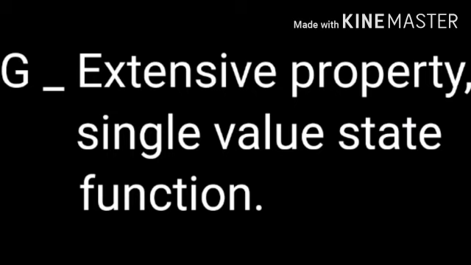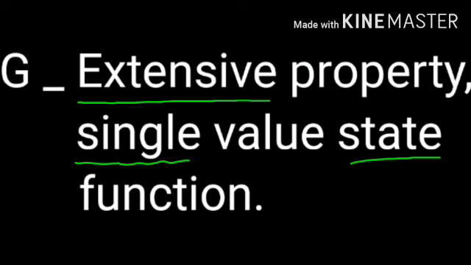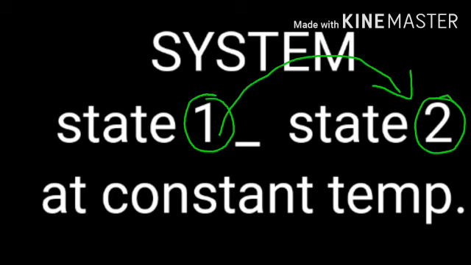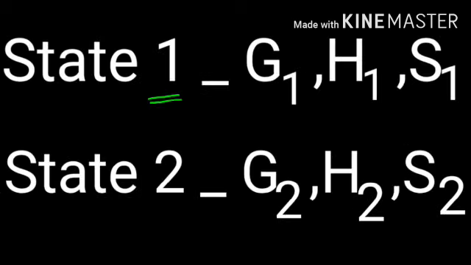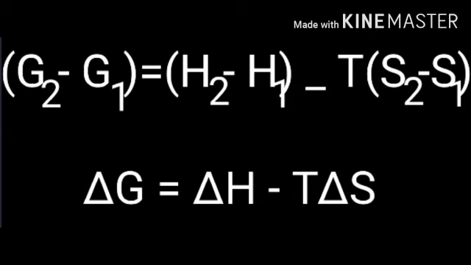Here Gibbs free energy G is an extensive property, a single value state function. Let us consider a system involved in a reaction. At that time, the state changes from 1 to 2 at a constant temperature. At state 1, Gibbs free energy G1, enthalpy H1, entropy S1, and state 2, Gibbs free energy G2, enthalpy H2 and entropy S2. Now we calculate the change in value at the end of the reaction.